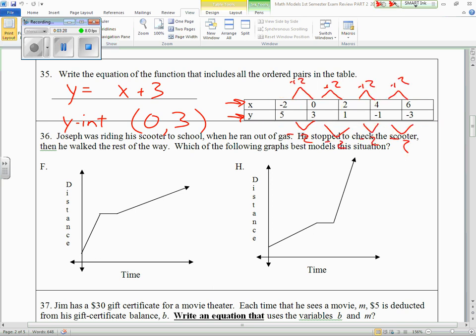Since the rate of change is consistent, if you take the change in y divided by the change in x, you have negative 2 over positive 2. Your slope would be negative 1. So you end up with y equals negative x plus 3 as your equation.